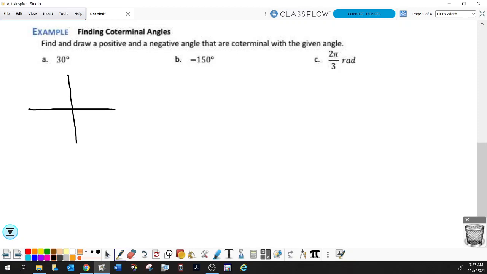So we're going to draw our quadrants, and we know that our angle has to be in standard position, so beginning at the positive x-axis and opening, picture not drawn to scale, out to here. So there's our 30-degree angle.